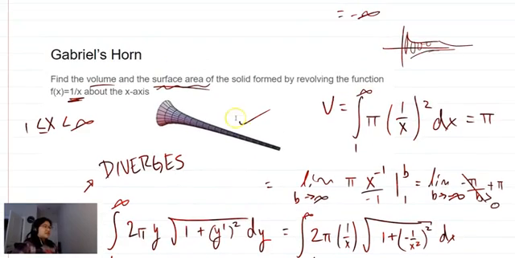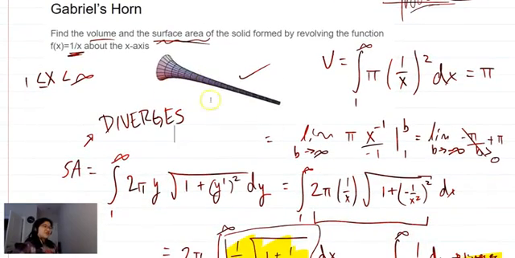And some people say that this is a paradox because you got a volume that's finite, you got pi volume, and then you got a surface area that's infinite, that diverges. So if you want to journal about that, that might be fun.